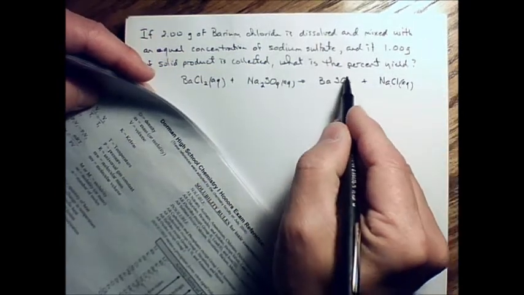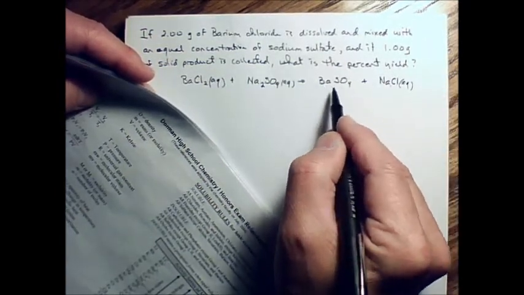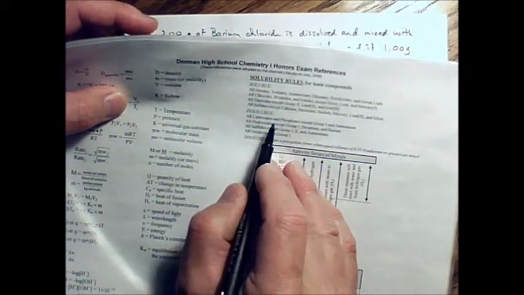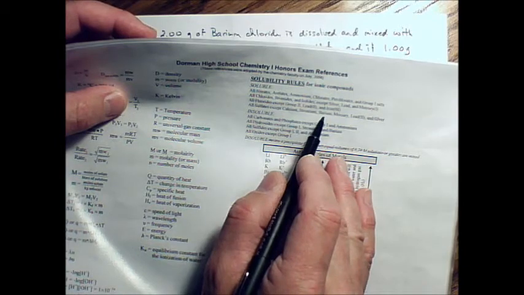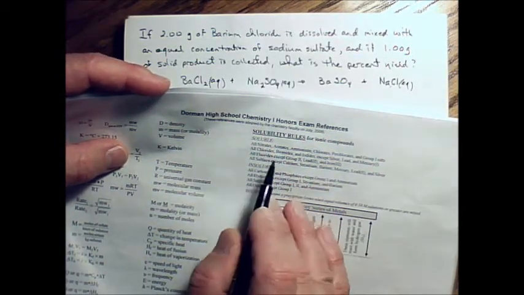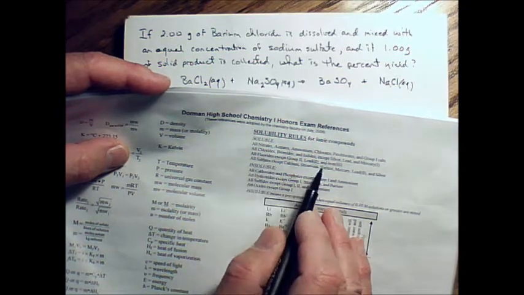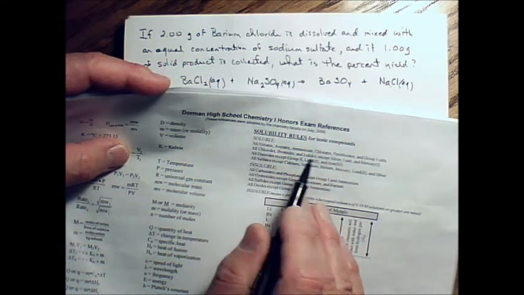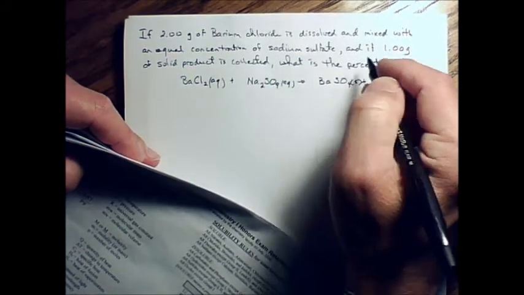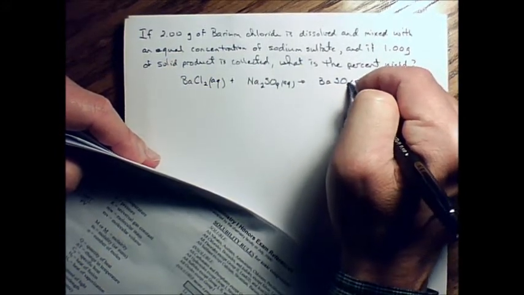So let's see if we can find something in our solubility rules that applies to this compound. We'll go down here to sulfates. That's what that is. And we see that sulfates are soluble except when they're bonded with calcium, strontium, or barium. And that's what we have. So this is a barium sulfate. It's an exception. Most sulfates are soluble, but barium sulfate is not. So this is going to be a solid. There's our solid.